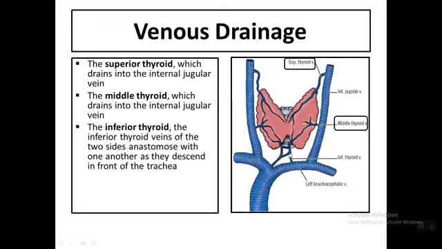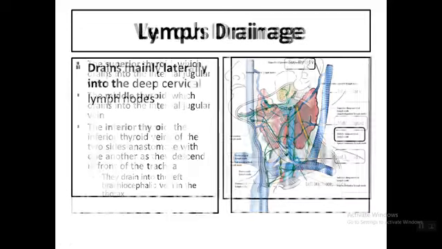The inferior thyroid veins of the two sides will anastomose with one another as they descend in front of the trachea. They will drain at the end into the left brachiocephalic vein. The inferior thyroid vein will drain into the left brachiocephalic vein.